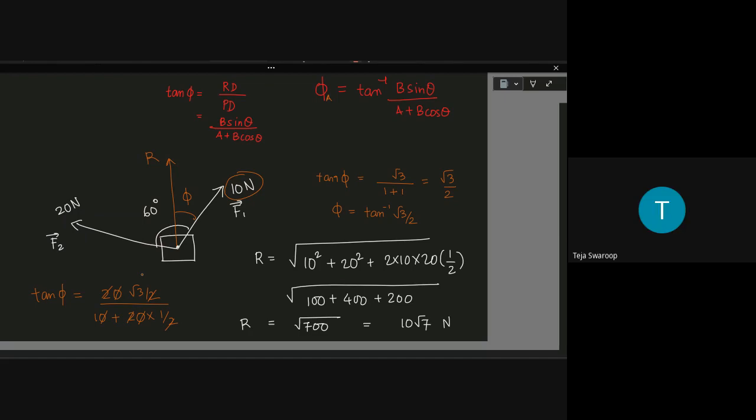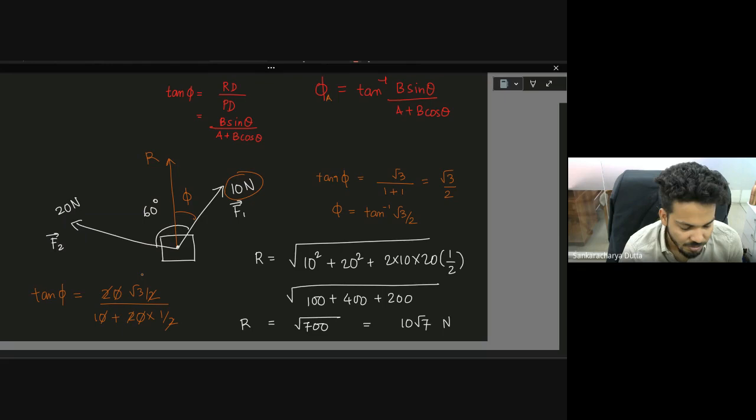Can you repeat once more, please? Okay, I'll say the magnitude of the resultant is 10 root 7 Newton, and it is making an angle of tan inverse root 3 by 2 with F1 force, or with the 10 Newton force.